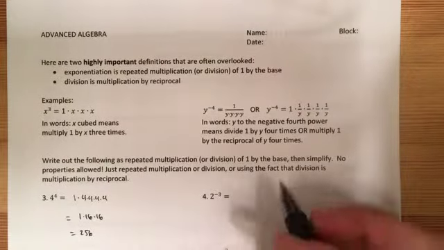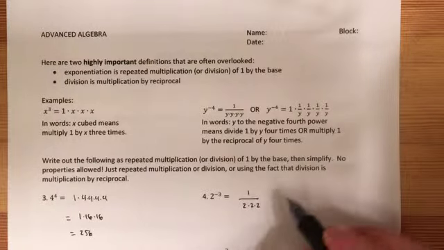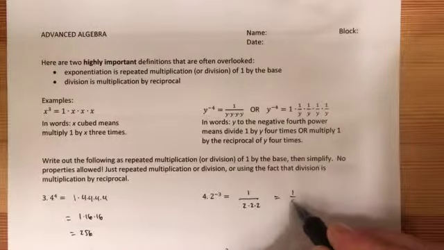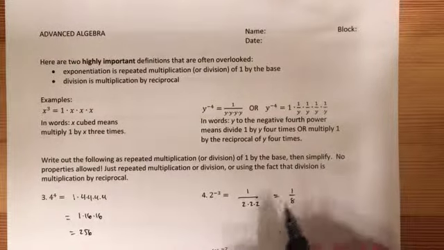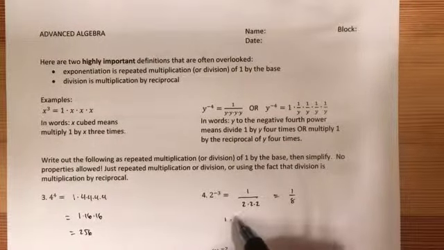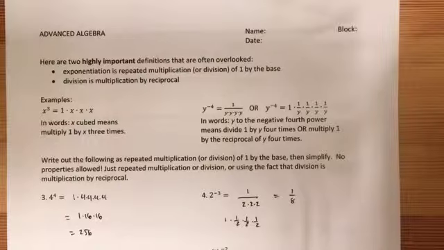2 to the negative 3 is 1 divided by 2 times 2 times 2, which is 1/8. I could also write 2 to the negative 3 as 1 times 1/2 times 1/2 times 1/2, because dividing by 2 is the same as multiplying by 1/2, and that's still 1/8.